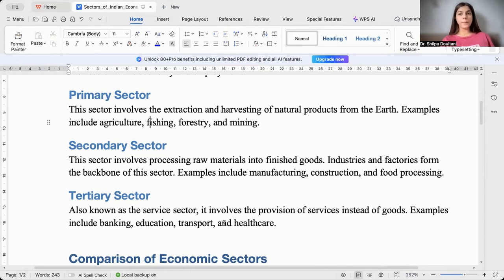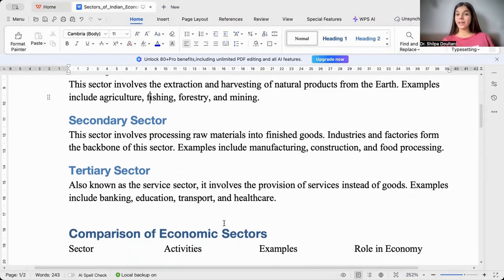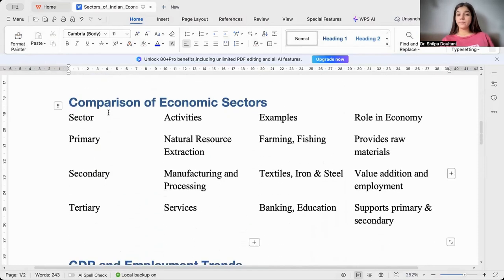Now we'll get into a brief comparison. We have discussed this already, but let's see a quick glimpse of the distribution. We divided sectors into three parts: primary, secondary, and tertiary. In primary, we talked about natural resource extraction, in secondary it's about manufacturing and processing, and tertiary is all about service. In primary, we included farming and fishing. In secondary, we talked about textiles, iron, and steel, so what is manufactured and processed. In tertiary, we included banking and education, so that's service.